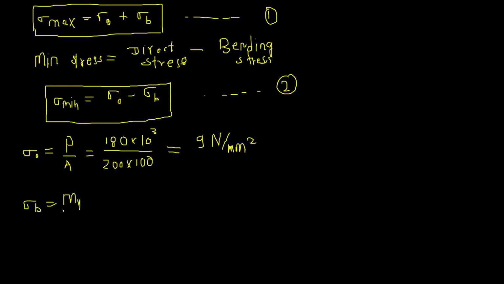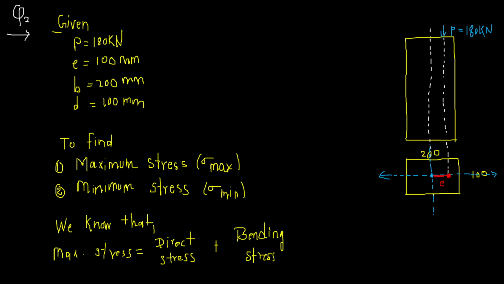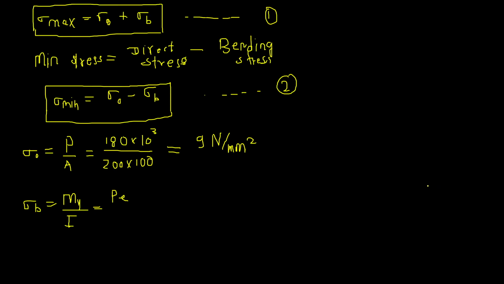Now this M is moment, that is force into distance, and that distance is eccentricity e. This y value is nothing but b divided by 2, the distance from the centroid to the extreme fiber. So it is b divided by 2, that is 200 divided by 2.